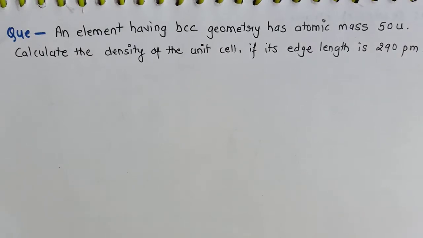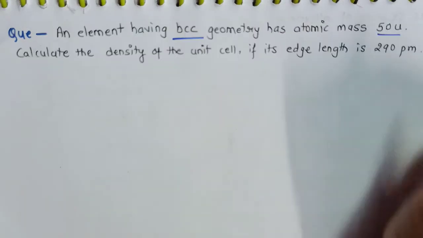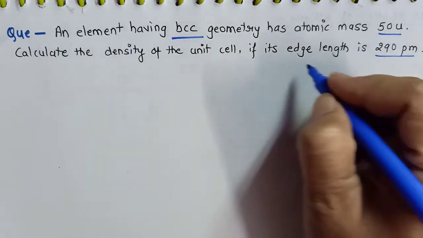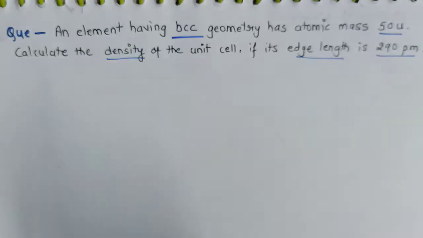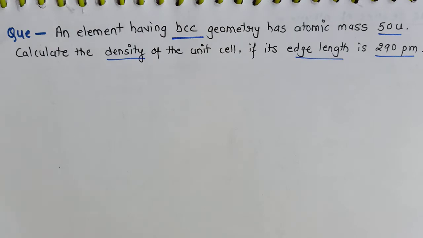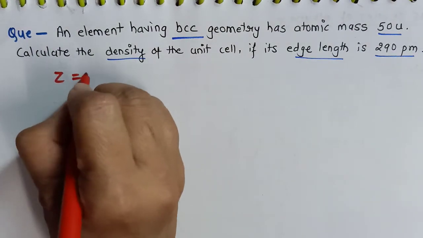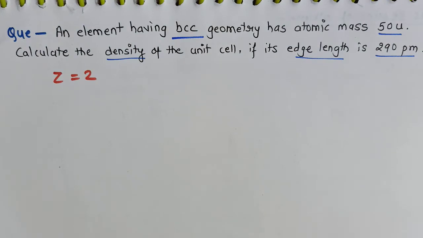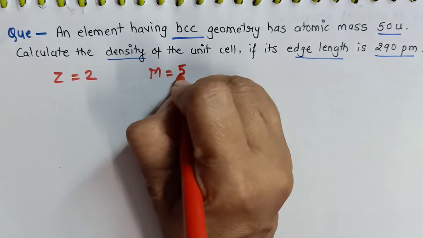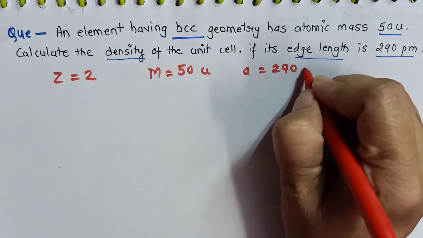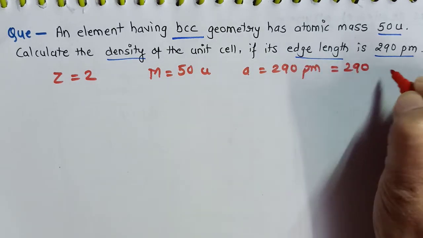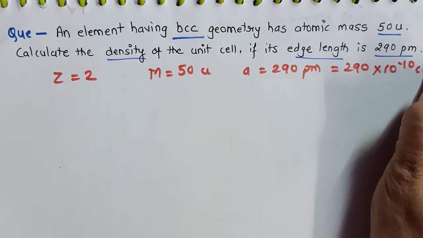Here is your first numerical. The very first thing is to note down the information. It is a BCC unit. The mass is 50 u and the edge length is 290 picometer. Then we are supposed to calculate the density. So let us write the information. Z will be considered as 2 because it is a BCC unit. Mass is given as 50 u. Edge length is given as 290 picometer. Immediately convert into centimeter. 1 picometer equals 10 to power minus 10 centimeter.